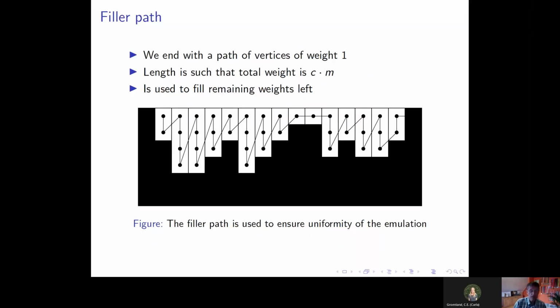The last part of the construction is relatively simple. We end with a path of vertices all of weight 1, and the length is such that the total weight over all vertices of the entire construction equals c times n. And now you can use this filler part to fill the remaining weights left, and so make sure that every vertex has exactly c weight mapped to it. And in this way we get the uniform emulation.